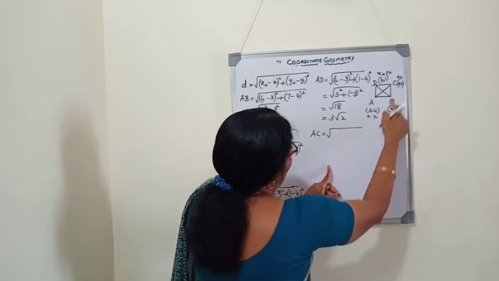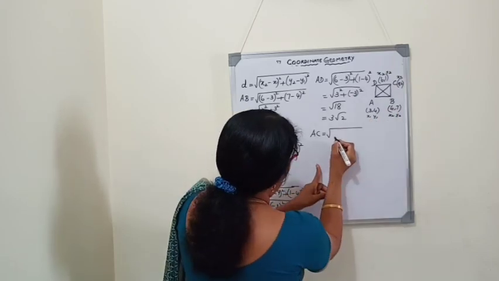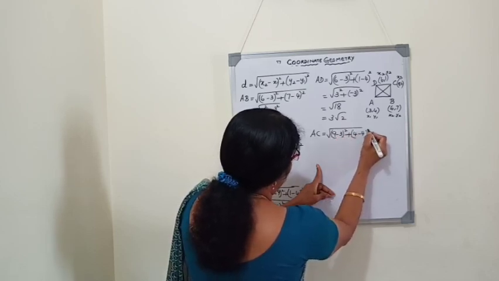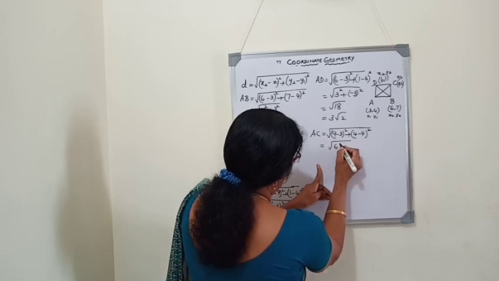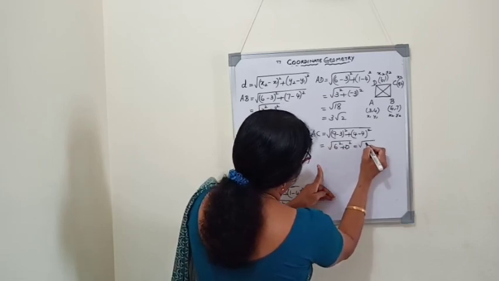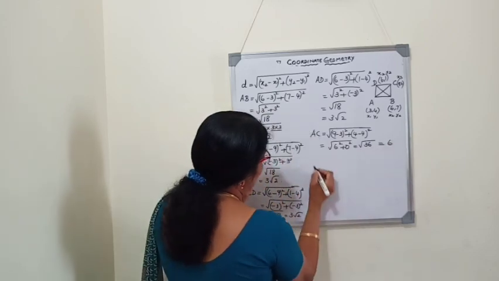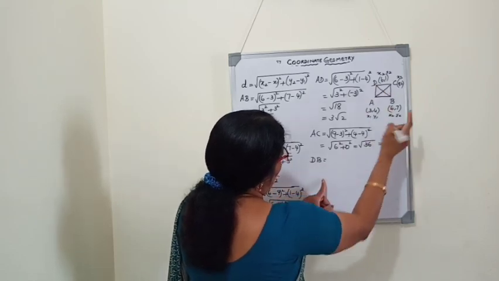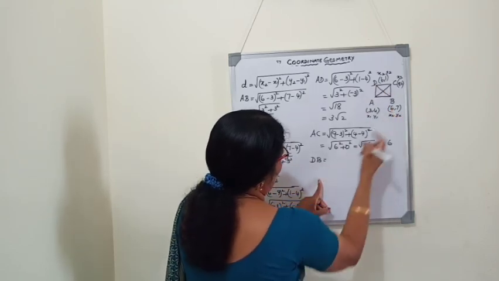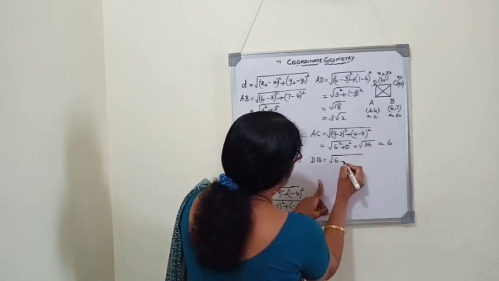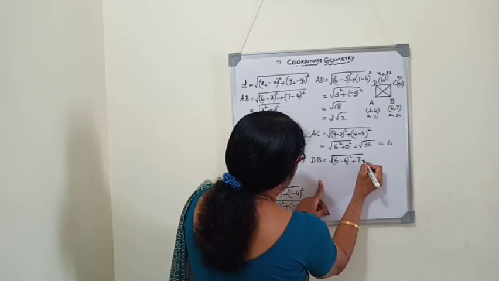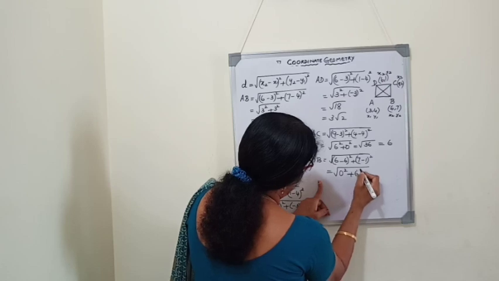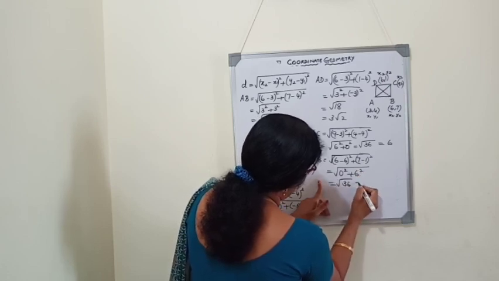This we will take as x1, y1 and this we will see as x2, y2. So 9 minus 3 the whole square plus 4 minus 4 the whole square we will get: 9 minus 3 is 6 square plus 0 square equals square root of 36. We will get 6. Now we will check DB. DB equals, one set we will take as x1, y1 and another one as x2, y2. I will take this as x2, y2. So square root of 6 minus 6 the whole square plus 7 minus 1 the whole square. Again we will get square root of 0 square plus 6 square. Square root of 36 is equal to 6.